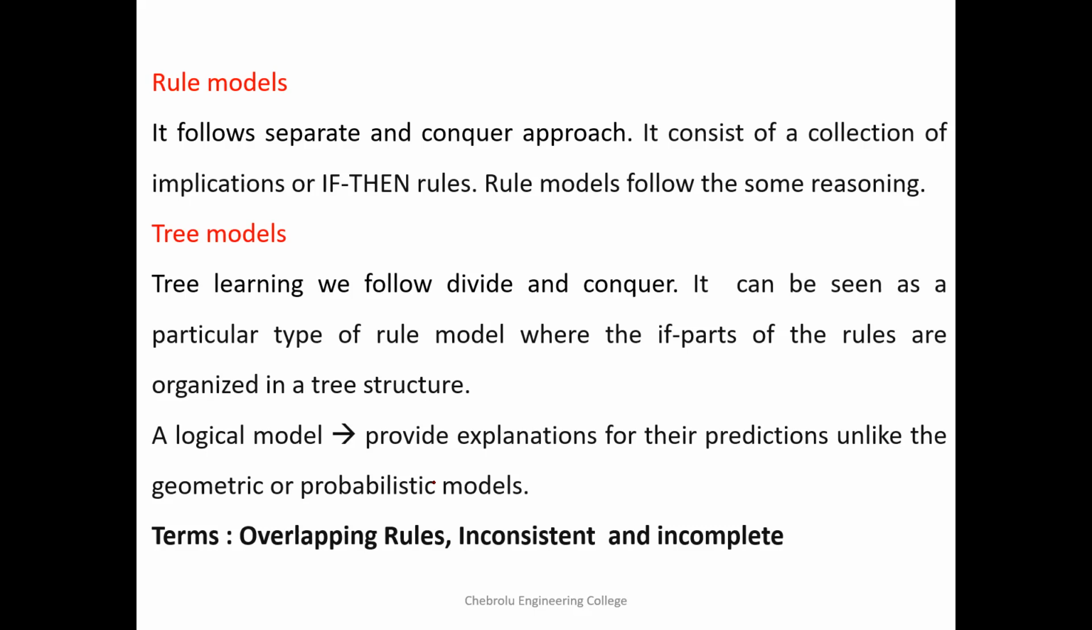So in tree learning, we follow divide and conquer, and it can be seen as a particular type of rule model where the if parts of the rules are organized in a tree structure. This is called a logical model. A logical model provides explanations for its predictions, unlike the geometric and probabilistic models. Now, overlapping rules: what is called inconsistent, incomplete, and overlapping of rules.